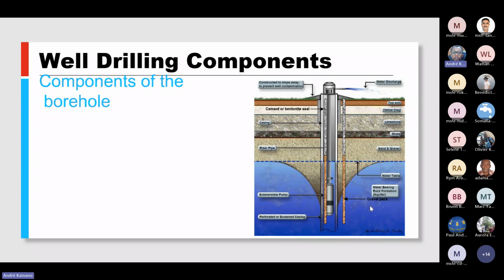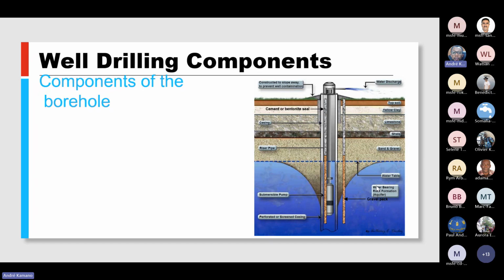The other component here is the cement or the bentonite. The cement or the bentonite will help us in terms of blocking contaminants from the surface from reaching the groundwater, or maybe other contaminants.